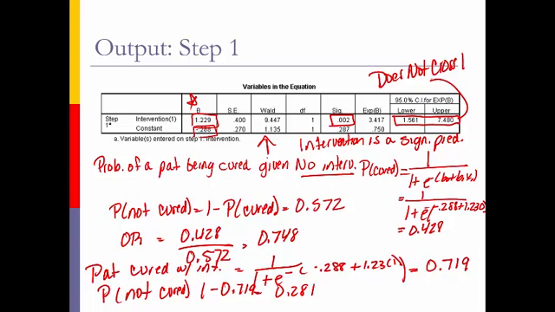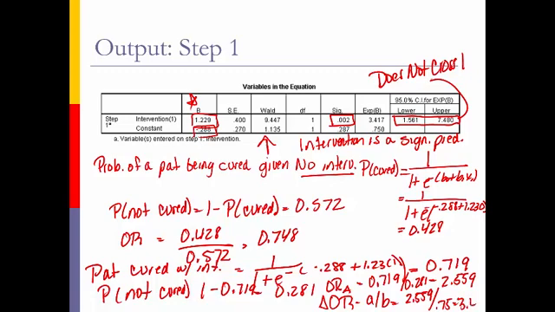All right, so that gives us the odds ratio for the after case, 0.719 divided by 0.281, which is 2.559. All right, so then our change in the odds ratio is the after divided by before, or 2.559 divided by 0.75. That gives us 3.41.